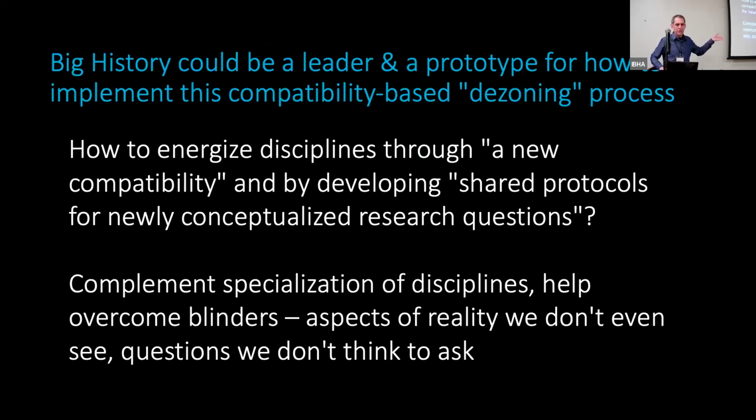And I think big history could be a leader and a prototype for how to implement this kind of compatibility-based dezoning process, right? And how to energize disciplines through a new compatibility, as Bray et al. suggest. And this is not to say that we should make the disciplines go away by any means. It's the idea that we can complement the specialization of the disciplines and help overcome some of the blinders, right? There's a lot of value in being just a physicist or just a biologist or just a historian studying Roman history or something like that, right? And you develop a set of rules for what constitutes a valid question within your field and all those sorts of things that, while they help you dig down deep and get a lot of detailed answers, they also put blinders on you, right? And you get a limitation in terms of what questions you can even see anymore because you're so focused on that point of view. So I think putting a container that brings them together like this could really help.